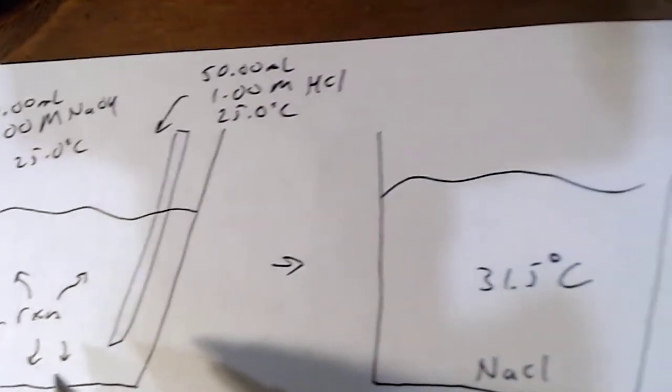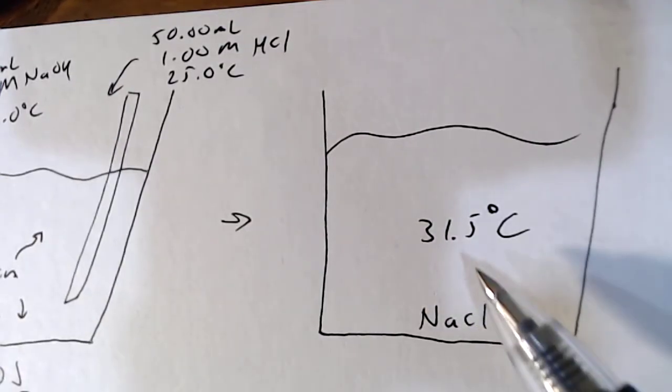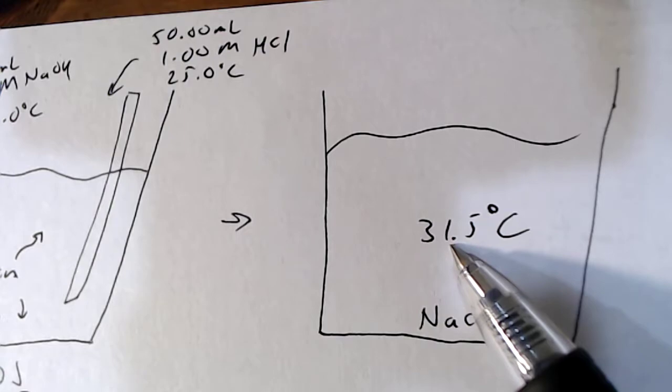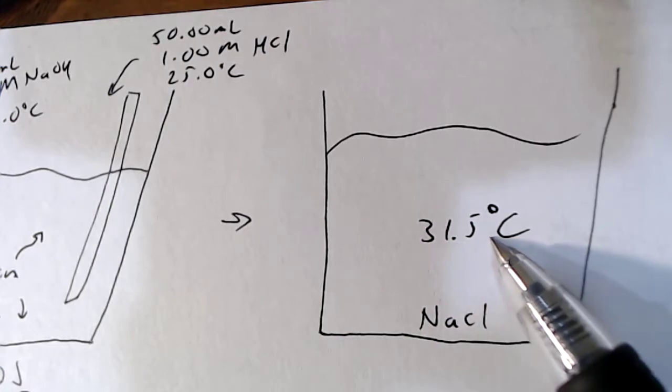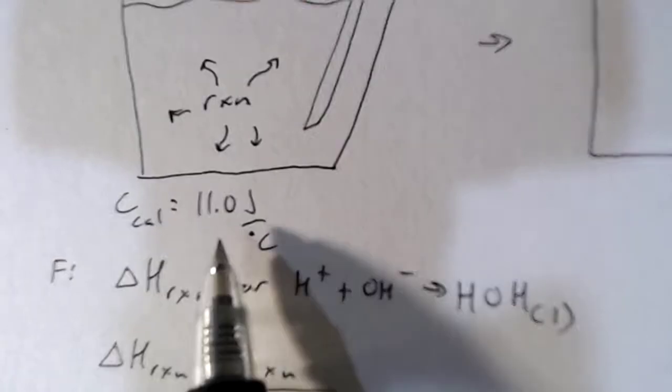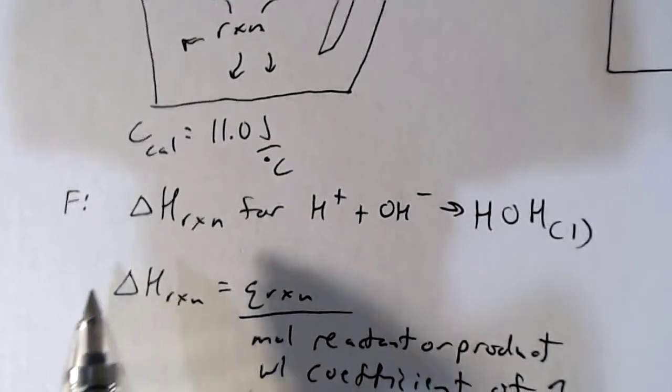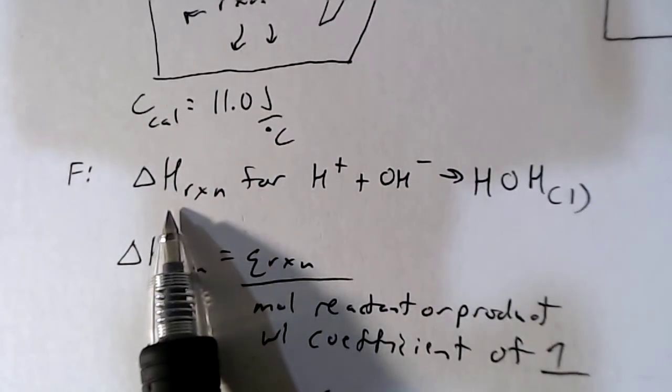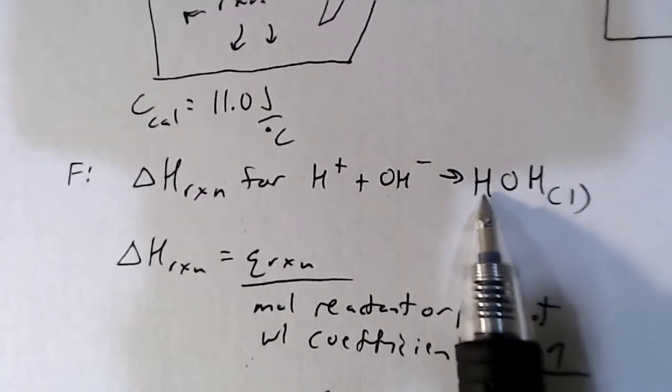So afterwards, there is some salt present, and now that solution has a higher temperature, 31.5 degrees Celsius. Given that, and that the heat capacity of the calorimeter is 11.0 joules per degree Celsius, find the enthalpy change for that neutralization reaction.